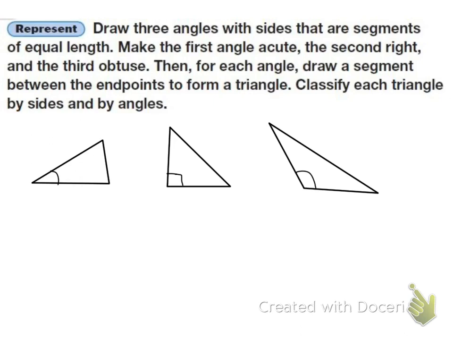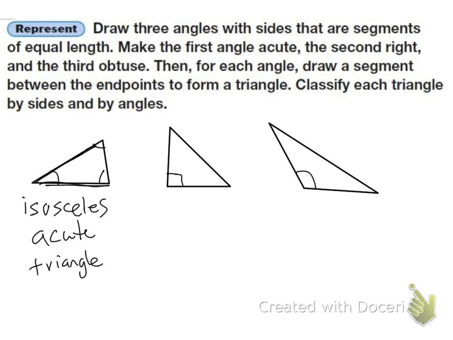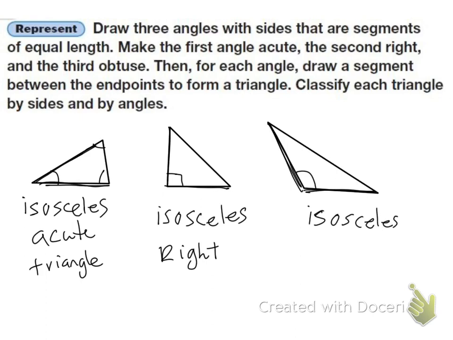Well, this first triangle is an isosceles and acute triangle because all the angles are acute and these 2 sides are the same length. Okay, the next one has 2 sides the same length. So this is an isosceles and a right triangle. And the last one is also an isosceles because these 2 lines are the same length, and then it's obtuse. So this is an isosceles obtuse triangle.